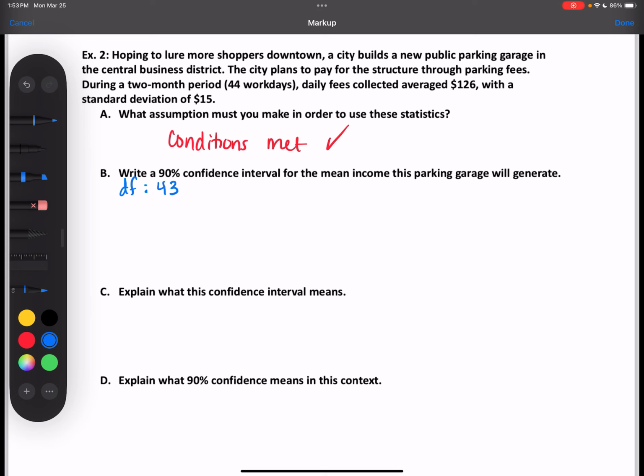Now, looking at your t-table, is 43 an option? No, so what are we going to use? What's the next closest thing less than that that we're going to use? 40. So I'm just going to make a note here that I'm going to use 40 when I'm looking at it.